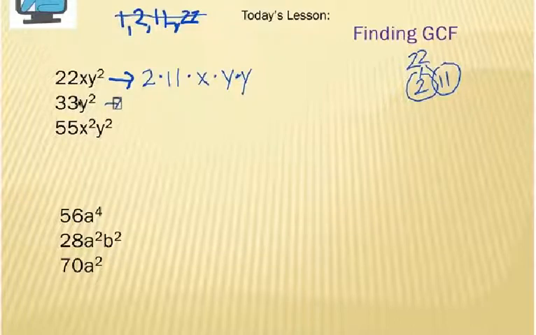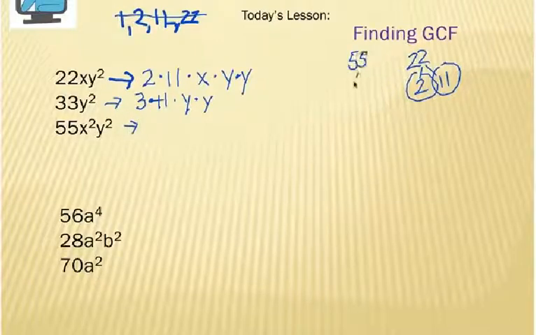So for the next term, 33y squared, I could make a factor tree, but it's also pretty easy to do in your head. What times what makes 33? And make sure that you end up with all prime factors. 3 times 11 is going to work there. So now I'm going to have y squared represented as y times y: 3 times 11 times y times y.